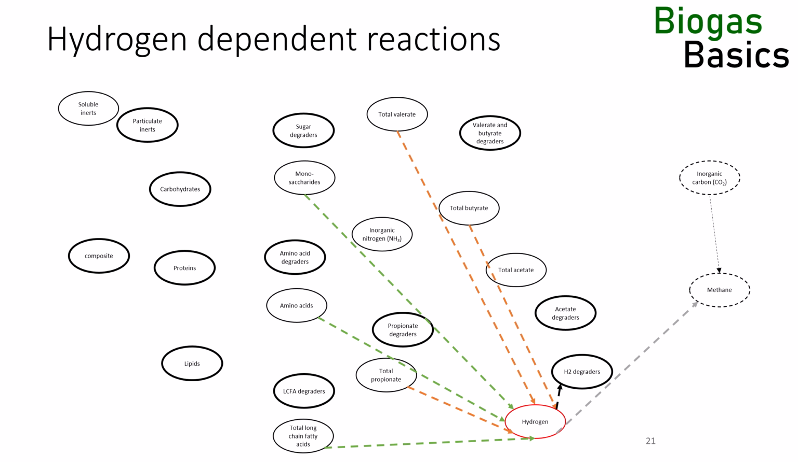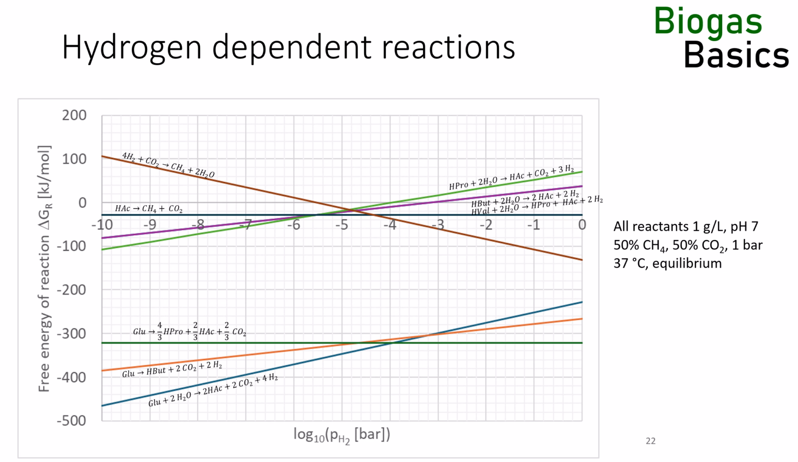The accumulation of hydrogen will increase the free energy of reaction of hydrogen producing reactions, slowing down and eventually stopping those reactions when they become endergonic. For each hydrogen-dependent reaction in the ADM1, we can calculate the free energy of reaction as a function of the hydrogen partial pressure. I explained the calculations in detail in the presentation 6.4 about acetogenesis in the mini-series about microbial growth. Here is the graph.